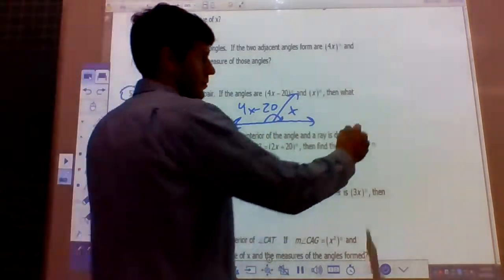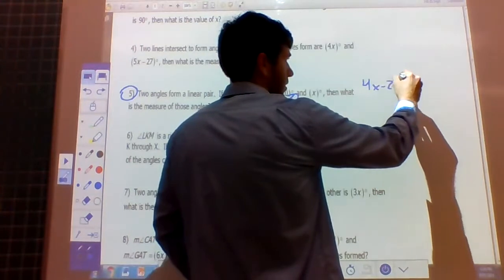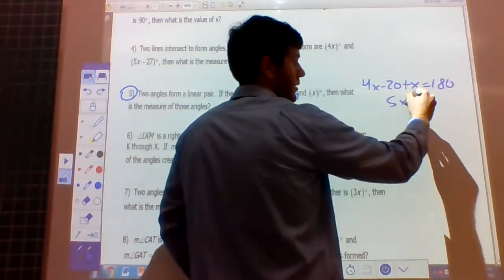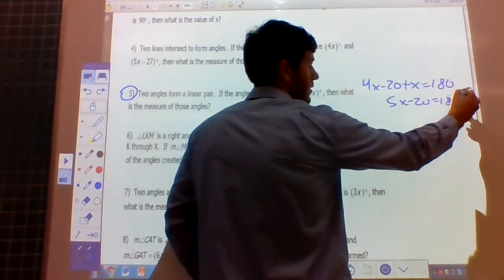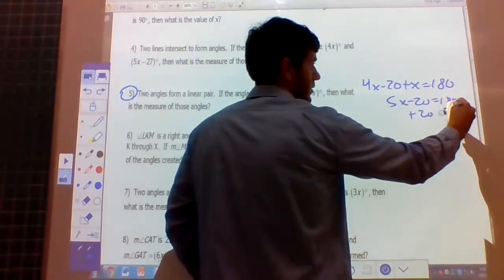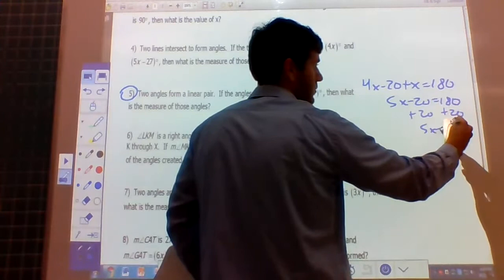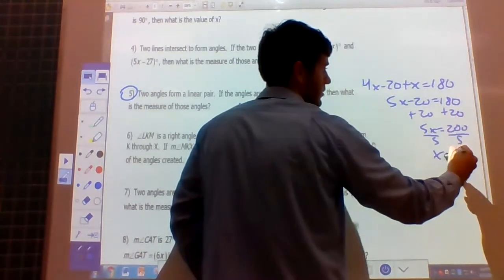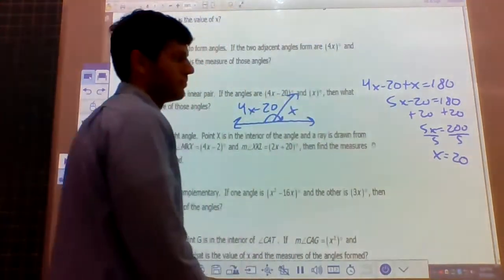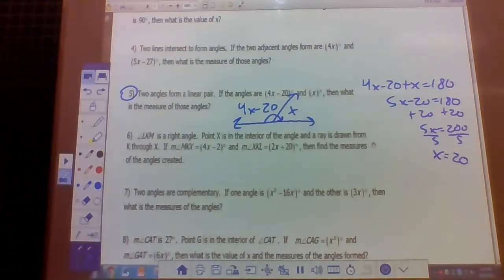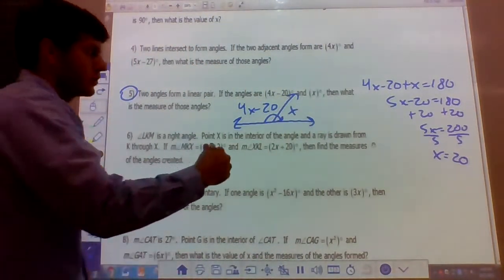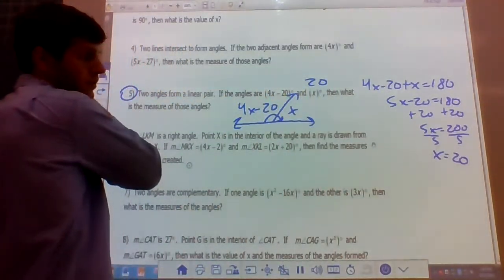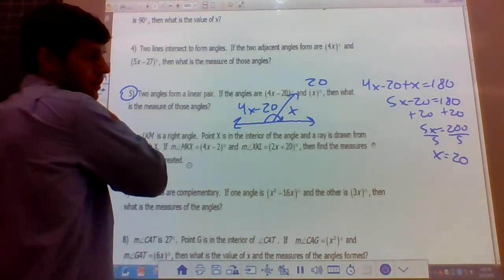So we can do 4x minus 20 plus x equals 180. So 5x minus 20. Add 20. We get 5x equals 200. And we divide by 5 and we get x equals 40. So we want to find our angles. So we're going to have 40 and 4 times 40.